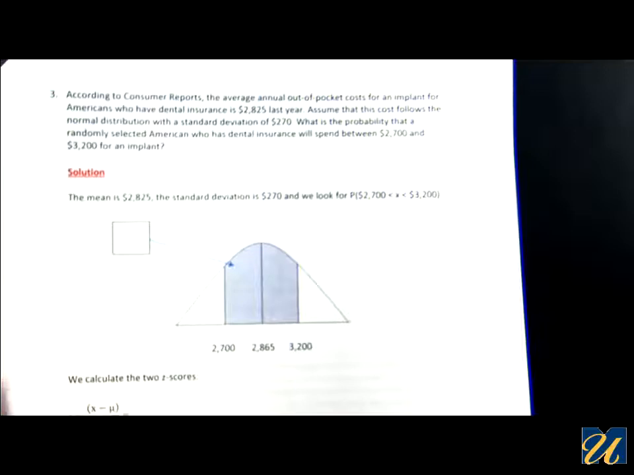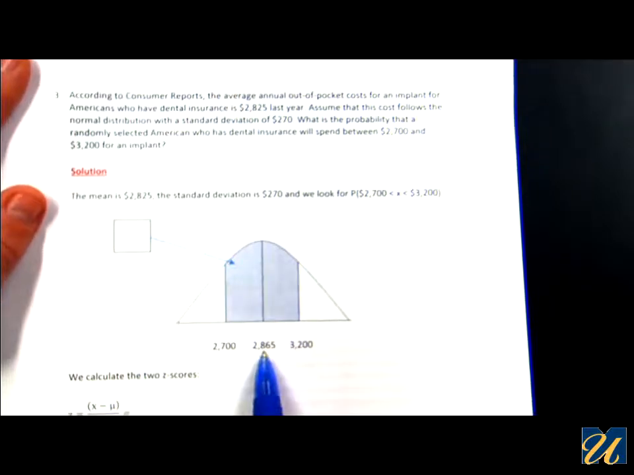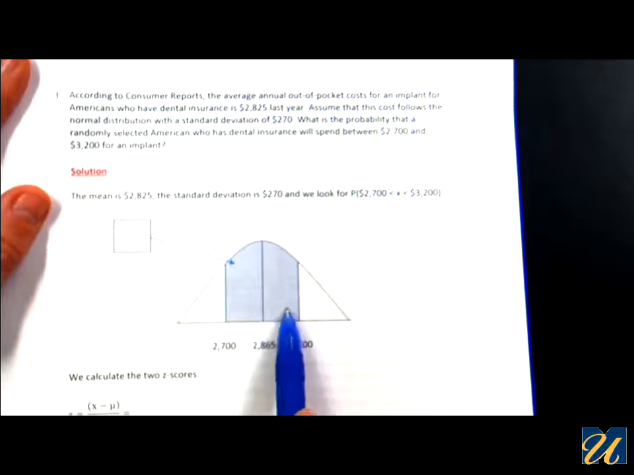Now, according to the Consumer Reports, the average annual out-of-pocket cost for an implant for Americans who have dental insurance is $2,825 last year. Assume that this cost follows the normal distribution with a standard deviation of 270. What is the probability that a randomly selected American who has dental insurance will spend between $2,700 and $3,200 for an implant? So we have the mean, 2,865, and I'm looking for the area between 2,700 and 3,200. So I'm looking for this area.